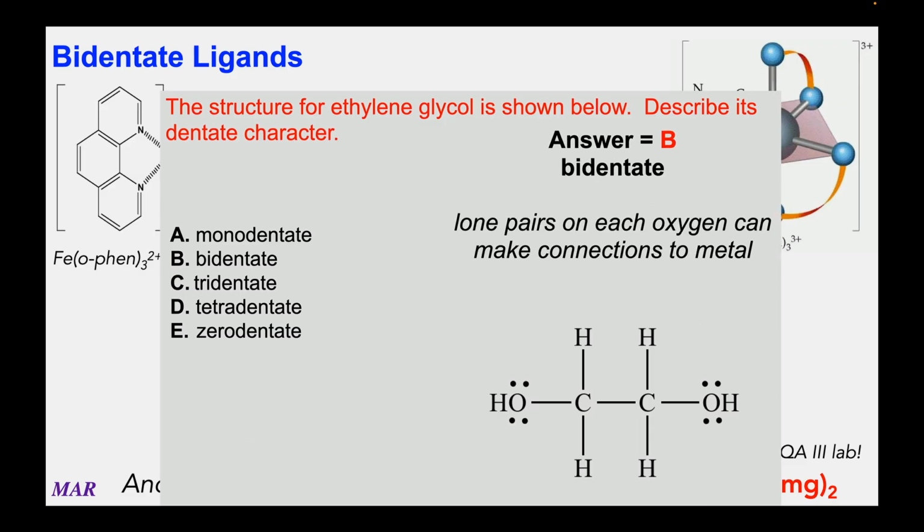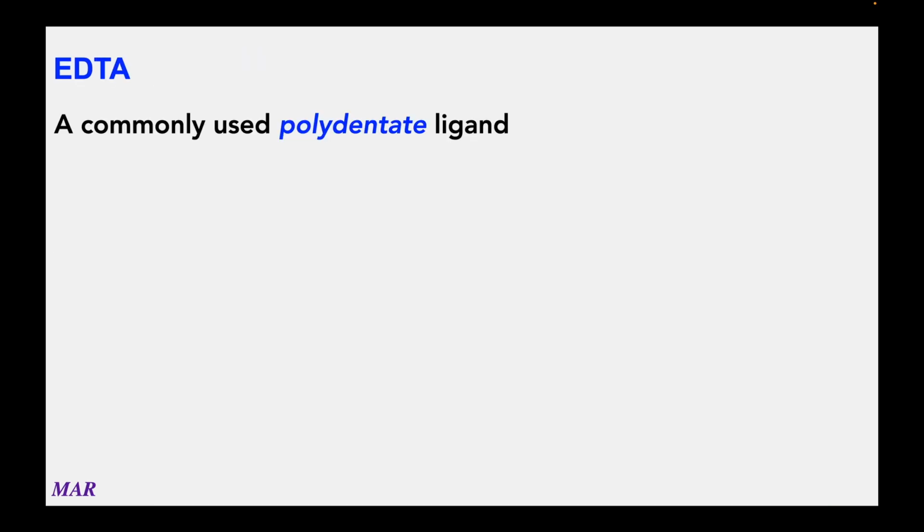Both of those OHs would be capable of forming a Lewis base interaction from them. And they're far enough apart that I think they could wrap around the molecule and you could get them set up like that. So again, look for number of lone pairs. They got to be separated a little bit by a couple of atoms. This will be bidentate. EDTA is a commonly used polydentate ligand, which means many teeth in it.